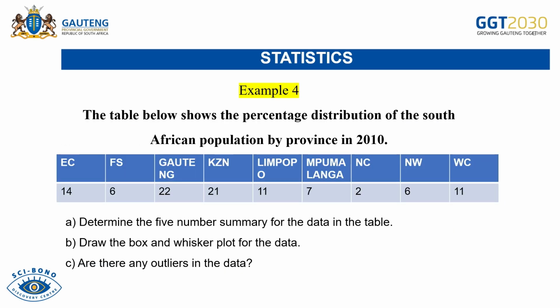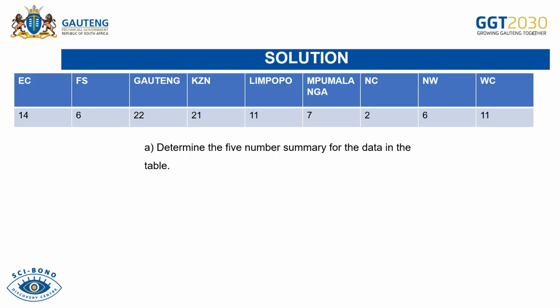Okay, so let's look at the last example, which is example number 4. Let's do it step by step. So A, it says determine the 5-number summary. B, draw the box and whisker plot for the data. And then C, are there any outliers in the data? Determine the 5-number summary. I said to you, the first thing that you need to do is to arrange your data set in ascending order, ne? Okay, so we'll start with 2.